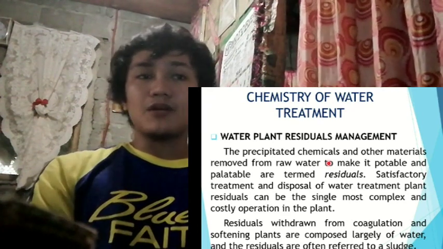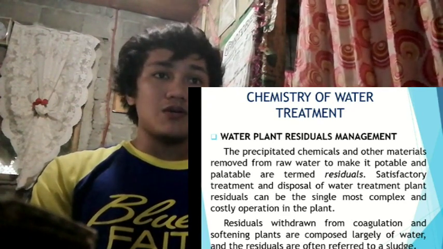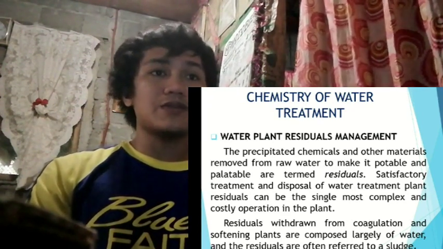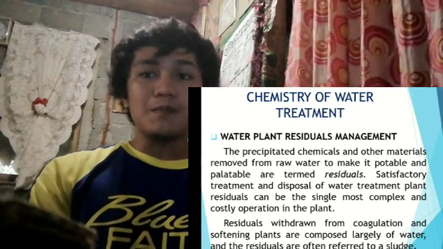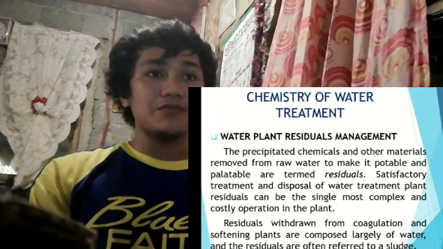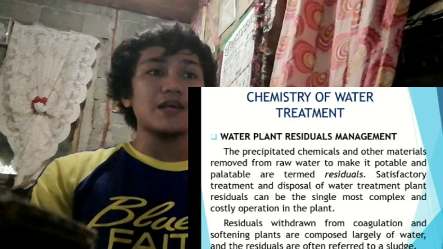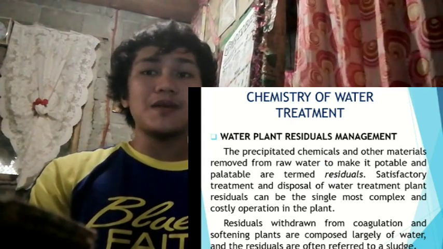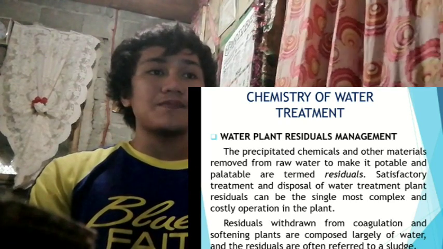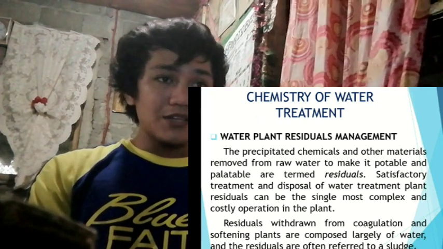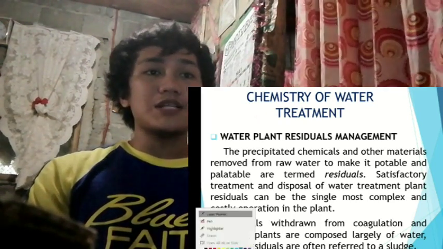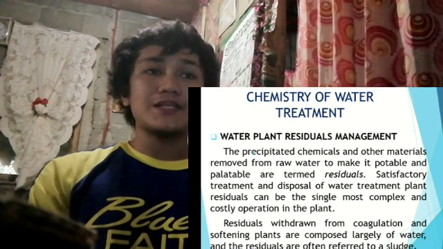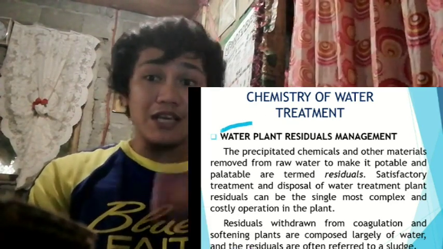The second type of treatment plants are those that practice softening for the removal of calcium and magnesium by the addition of lime, sodium hydroxide, and or soda ash. These plants produce clarifier basin sludges.